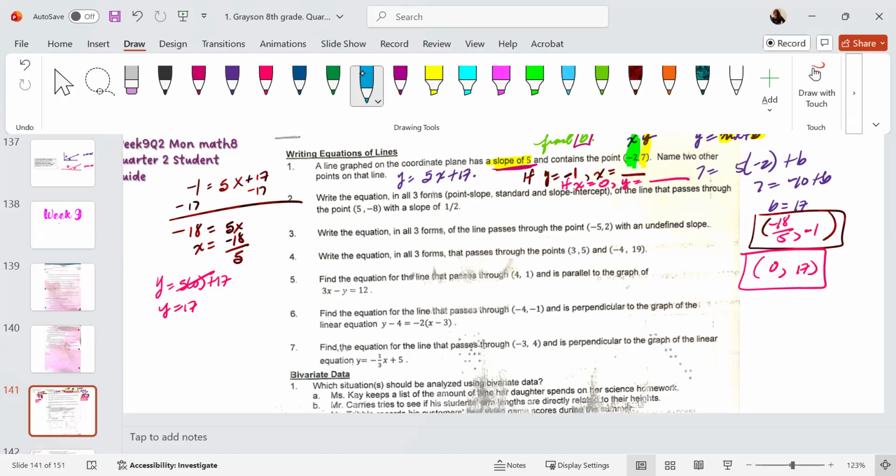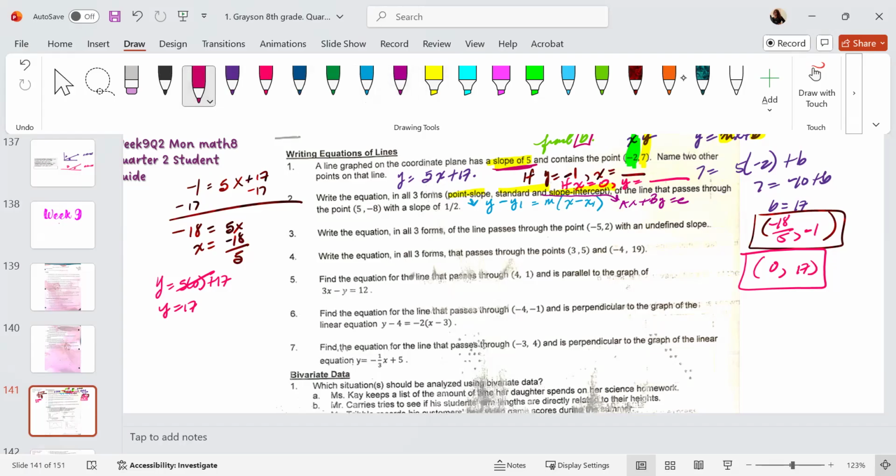Okay. So then what do you do? So all three forms. So you need point-slope, standard, slope-intercept, right? Let's first figure out what is the point-slope form. What does that equation look like? Right. y minus y1 equals m times x minus x1. Okay, next one, standard form. What does that look like?